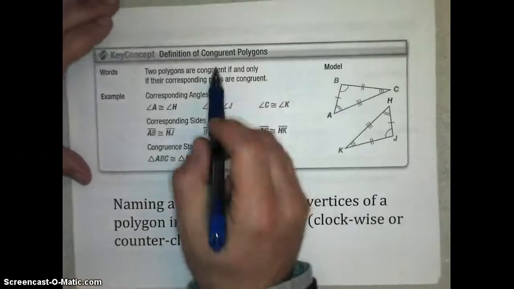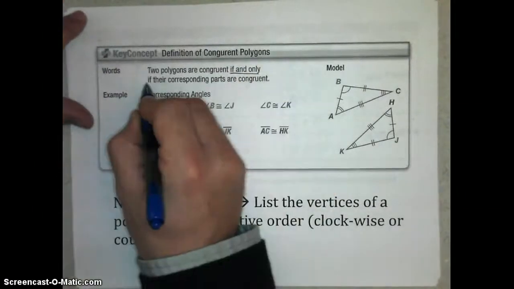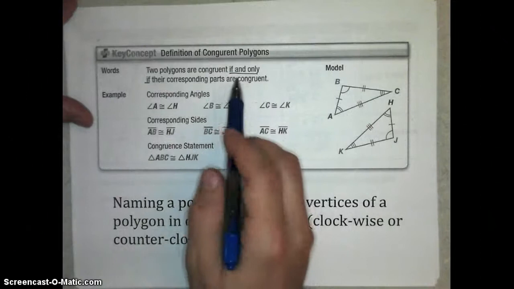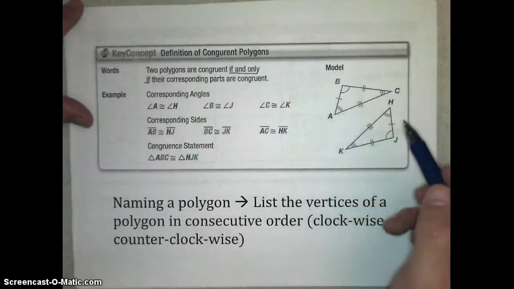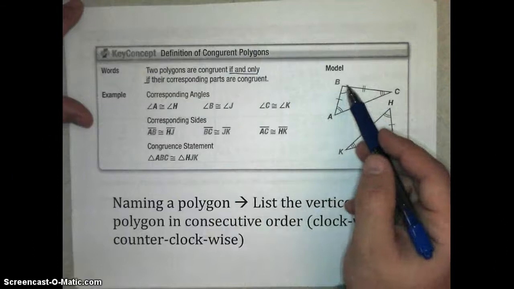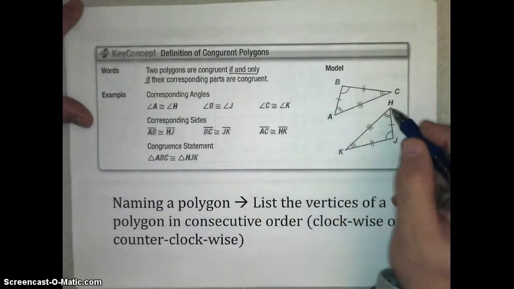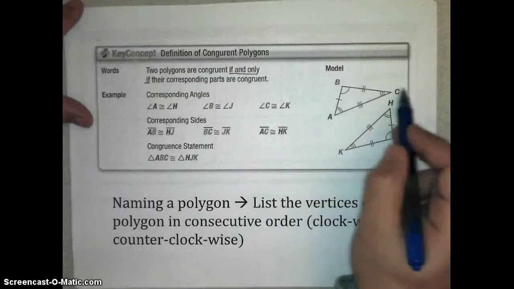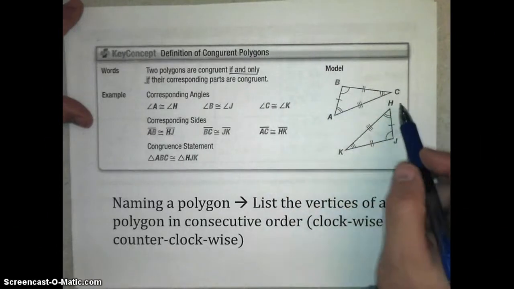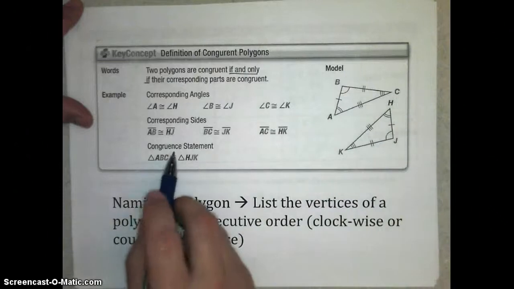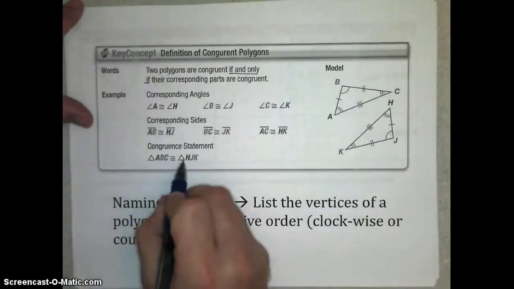And so the definition of congruent polygons is this: two polygons are congruent if and only if their corresponding parts are congruent. So in these two triangles, angle A is congruent to angle H, angle B is congruent to angle J, and angle C is congruent to angle K. Then AB is congruent to HJ, BC is congruent to JK, and AC is congruent to HK. And therefore, these triangles are congruent by definition. And so we say triangle ABC is congruent to triangle HJK.